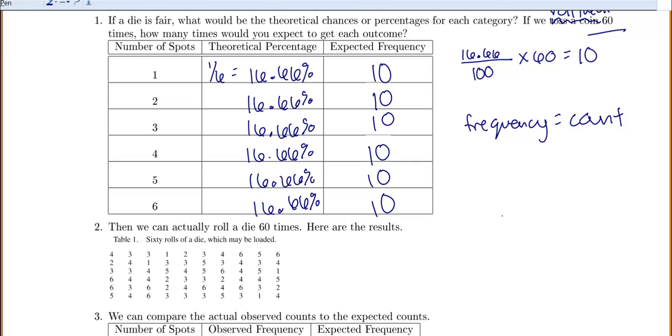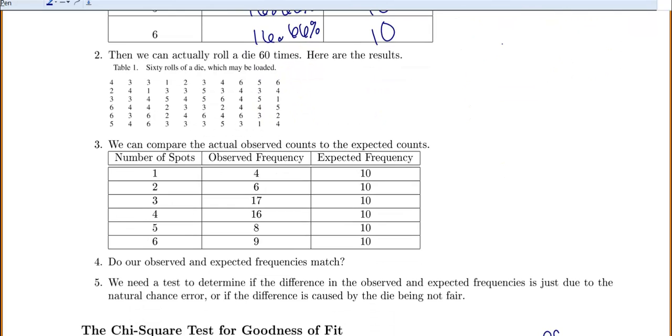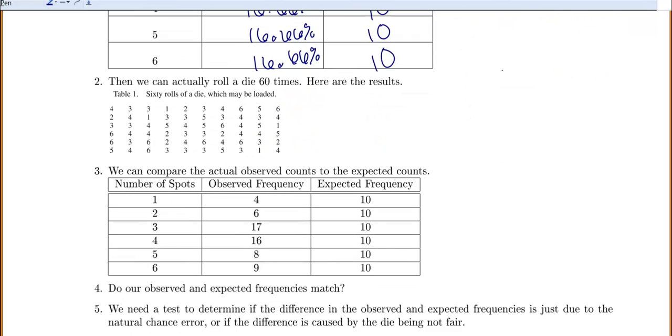So here are our results. So we got a 4, then a 3, then a 3, etc. So what we can do is go through and count each outcome. So count all the 4s, count all the 1s. So we got 4 1s, 6 2s, 17 3s, 16 4s, 8 5s, and 9 6s. So that was our observed frequency, or our actual counts of what we actually got. Whereas these are the expected counts of what we should have gotten theoretically.